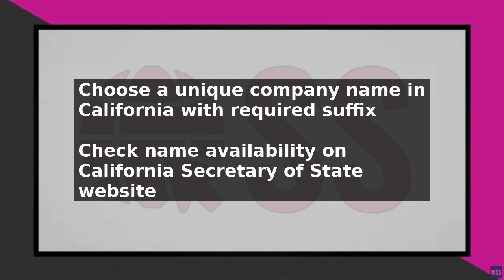If the preferred name is already taken, it is possible to file for a DBA, doing business as registration, which allows the company to do business under a different name.